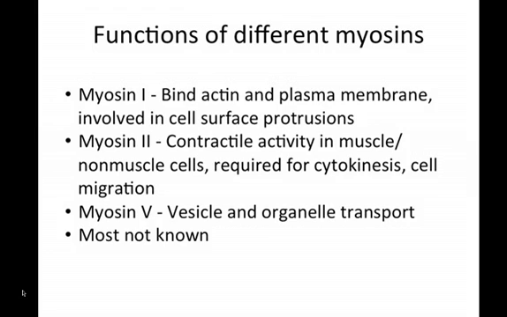So myosin 1 binds actin at the plasma membrane, involved in cell surface protrusion. Myosin 2, contractile activity. So contractile activity is not only muscle contraction, but also the contractile activity that you see in cytokinesis and cell movement.